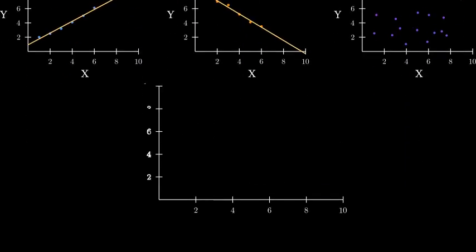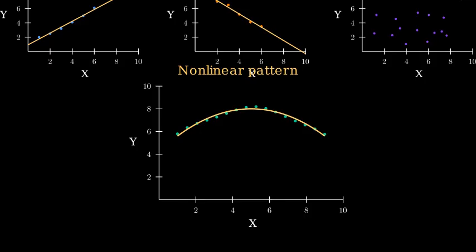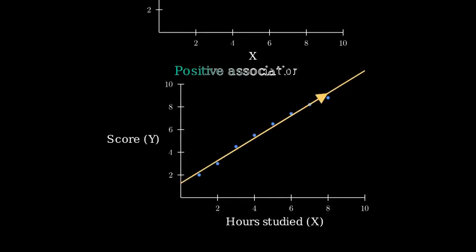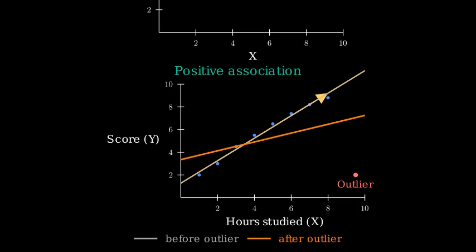Sometimes the relationship is not a straight line. Here is a curved pattern. Notice how a straight fit would miss the shape, but a smooth curve captures it better. Outliers can pull the line of best fit. Let us go back to our first example and drop one extreme point. Watch how the best fit line pivots after the outlier is added.